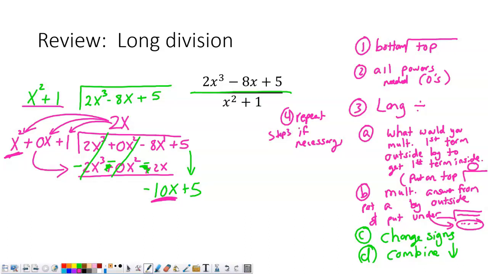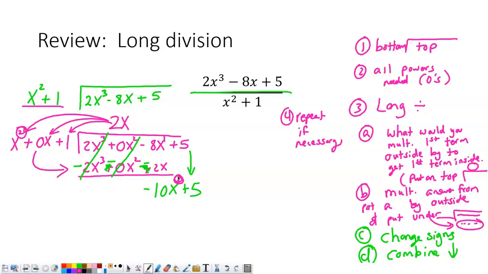So you would ask, what would I multiply this by to get this? You would put your answer up here. You would multiply it, put it underneath, subtract, combine, all that. You would repeat those steps again. But notice I said if necessary, because you may not need to. And how do you know when you're done? You're done when this power is bigger than this power. So since this 2 is bigger than 1, we are done.